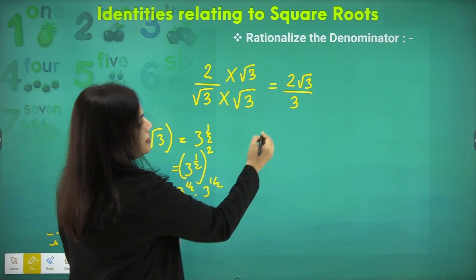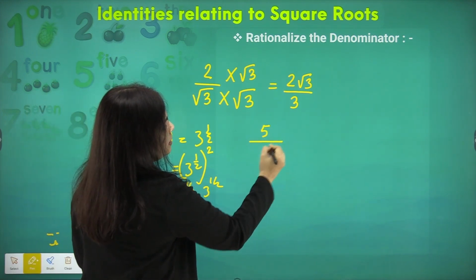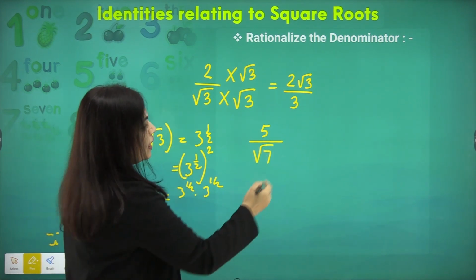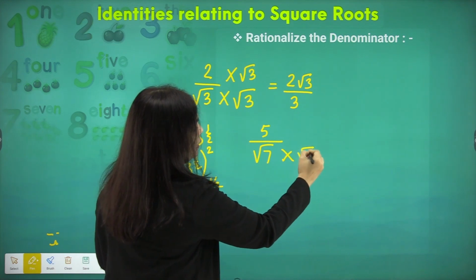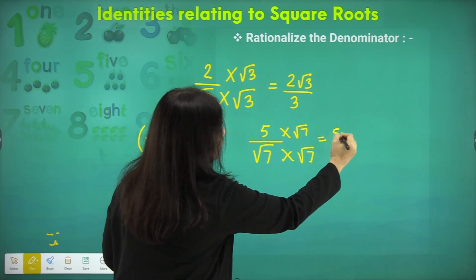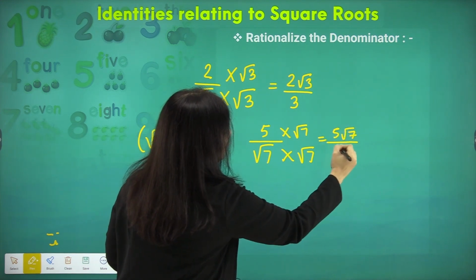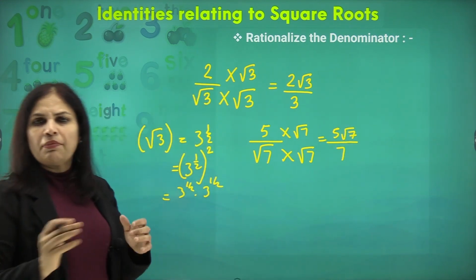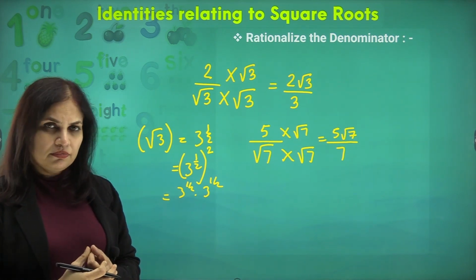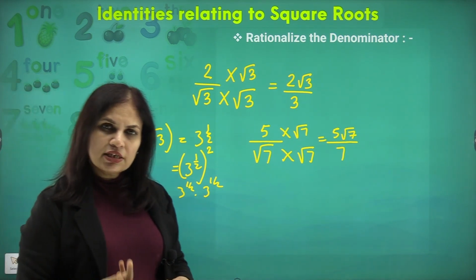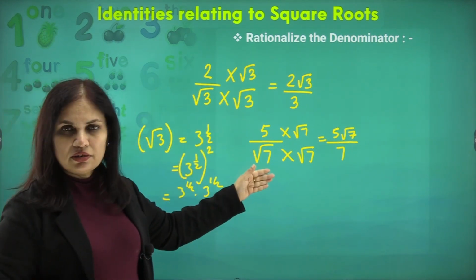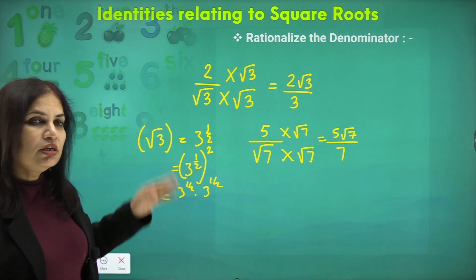Let us try another example. Suppose I have to rationalize the denominator of this. Obviously, I'll multiply the numerator and denominator by root 7, so that in the denominator I get 7. This is about a denominator with a single term. If the denominator has a single term, we can simply multiply by a single term and rationalize the denominator.